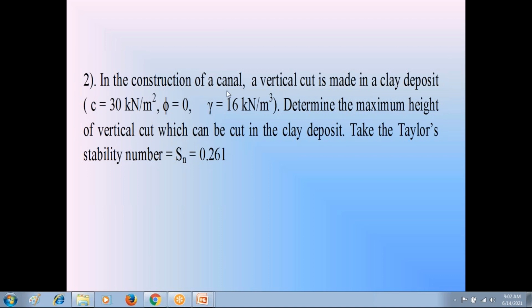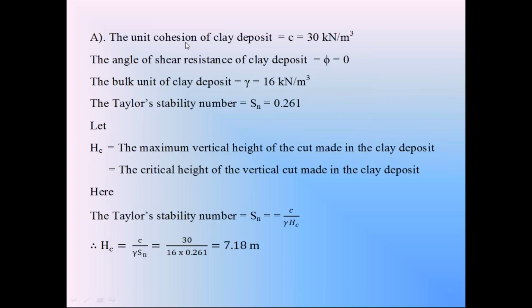So coming to the solution, first check the given data. They give the unit cohesion of the clay deposit as 30 kilonewton per meter cube. A vertical slope is not stable, but only up to a certain height, not up to a large height. That's why in the problem we are asked to find the maximum height of that vertical slope so that it should be stable.